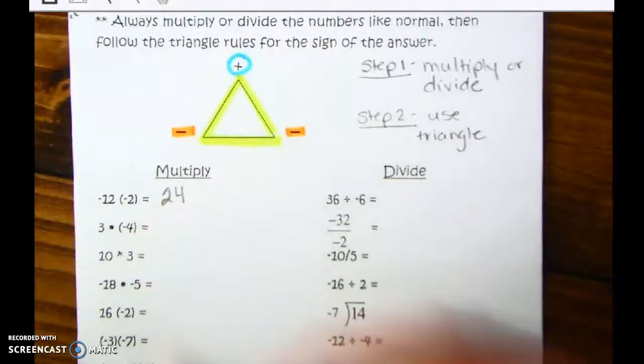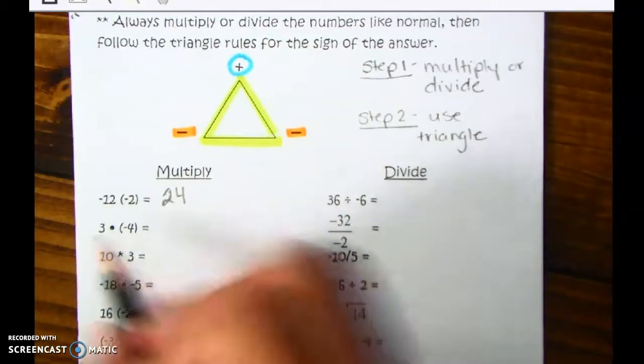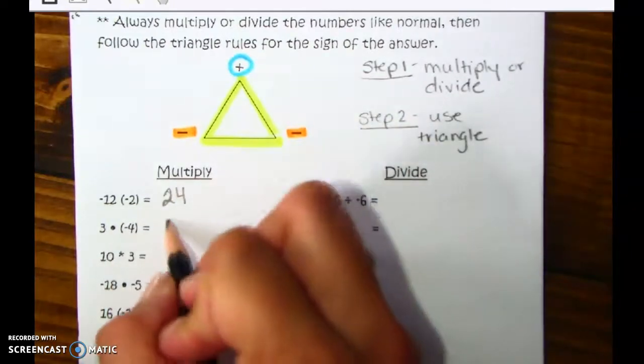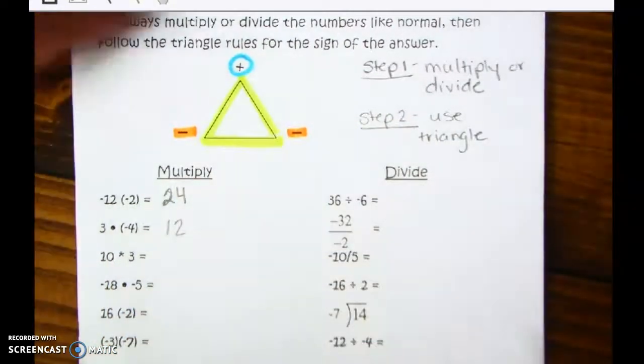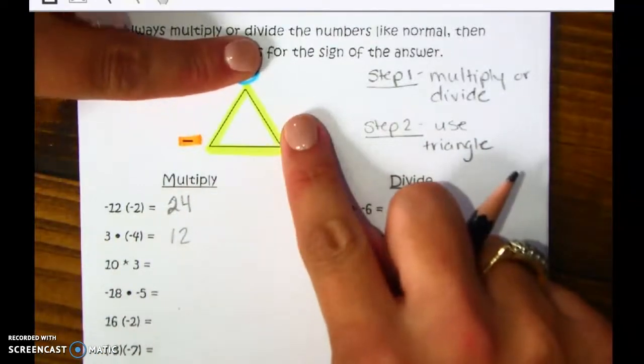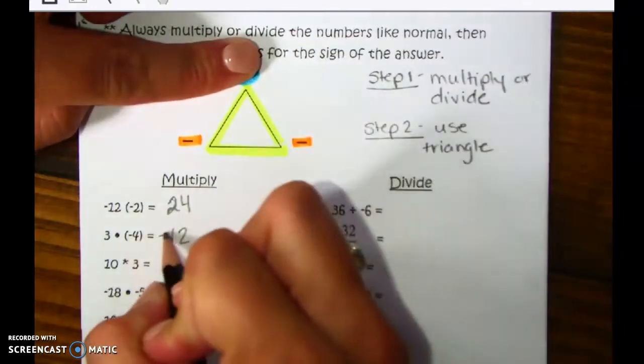The next one, and this dot is just another way of showing that you're multiplying, we have 3 times negative 4. Well, we think 3 times 4, step 1, 3 times 4 is 12. And we have a positive 3 times a negative 4. And what's left is our symbol. So that means our answer is going to be negative 12.